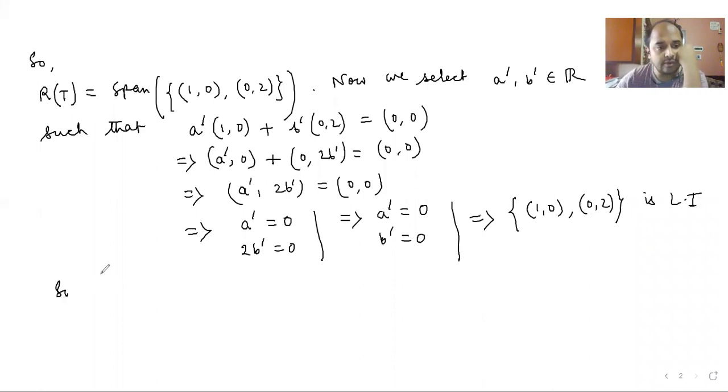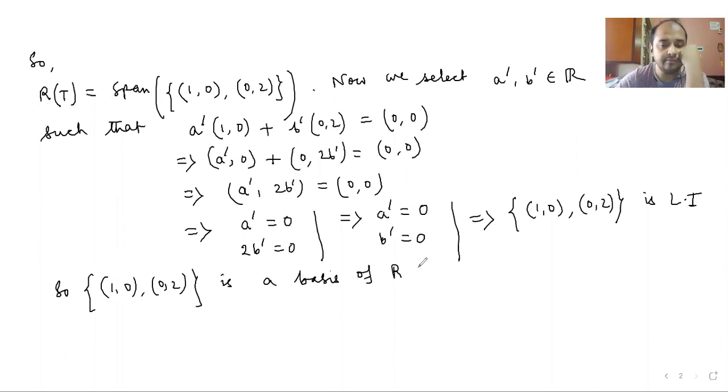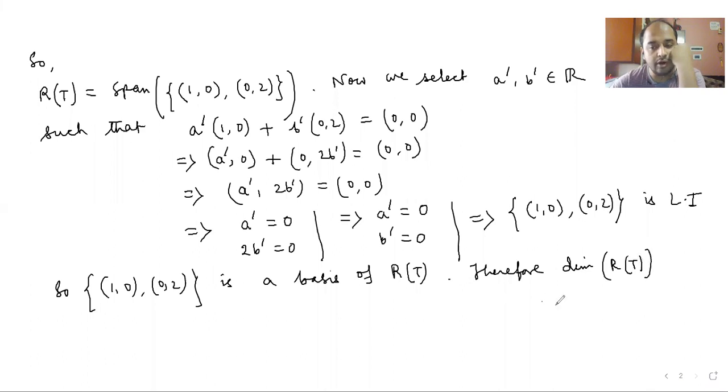So since {(1,0), (0,2)} spans R(T) and is linearly independent, {(1,0), (0,2)} is a basis of R(T). And since this basis contains only two elements, therefore the dimension of R(T), or rank T, is equal to 2.